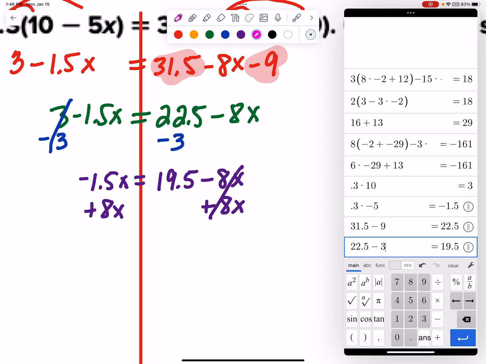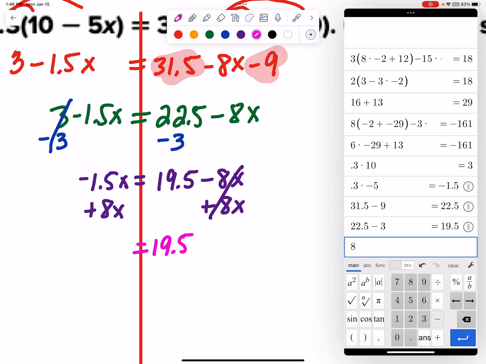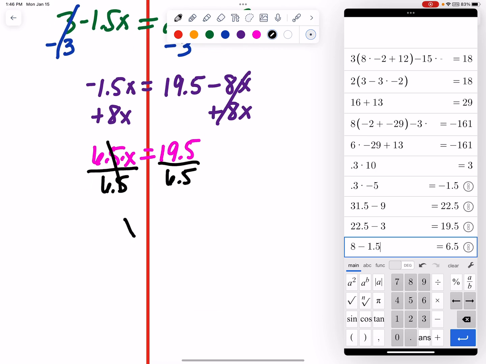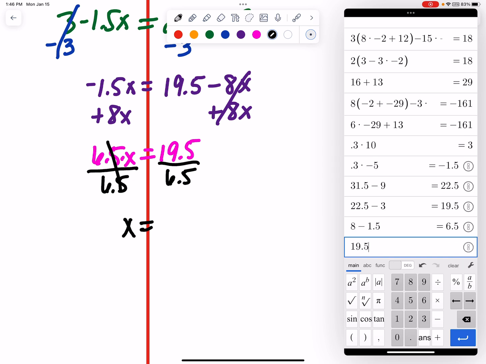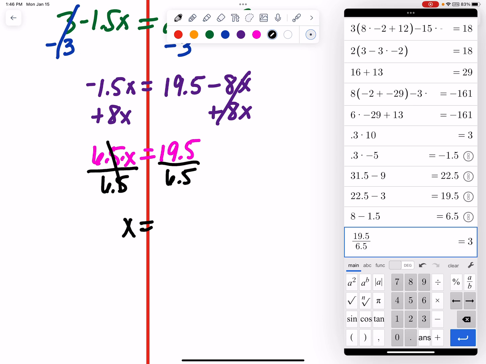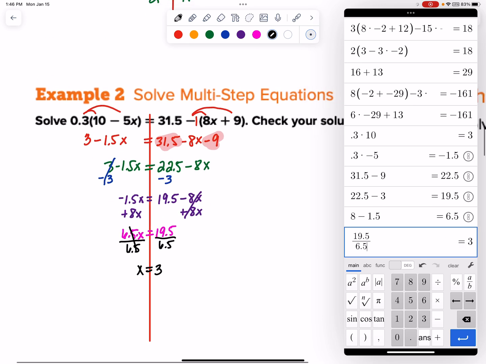That crosses out. And we're left with 19.5 equals, different sign subtract. So we have 8 minus 1.5, which is 6.5x. And now I have an x times 6.5. So how do we get rid of that? Let's do our inverse, divide by 6.5. Cross that out, and we are left with our final answer of x equals 19.5 divided by 6.5, and we get x equals 3, which sounds nice and pretty.